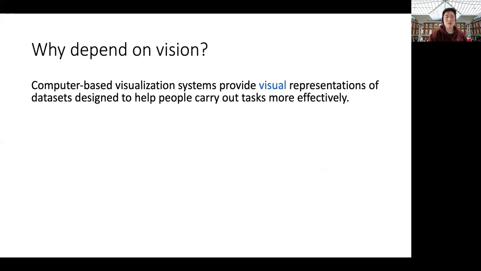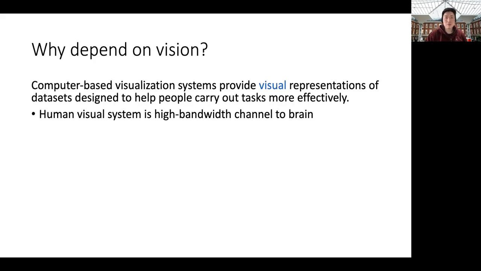Okay, and then another part is why depend on vision. All the examples we have seen so far represent data visually. In theory, it's actually possible to represent data using other senses. For example, you can represent information or data using sound, or feel, like vibration, or even smell. In theory, that's all possible.